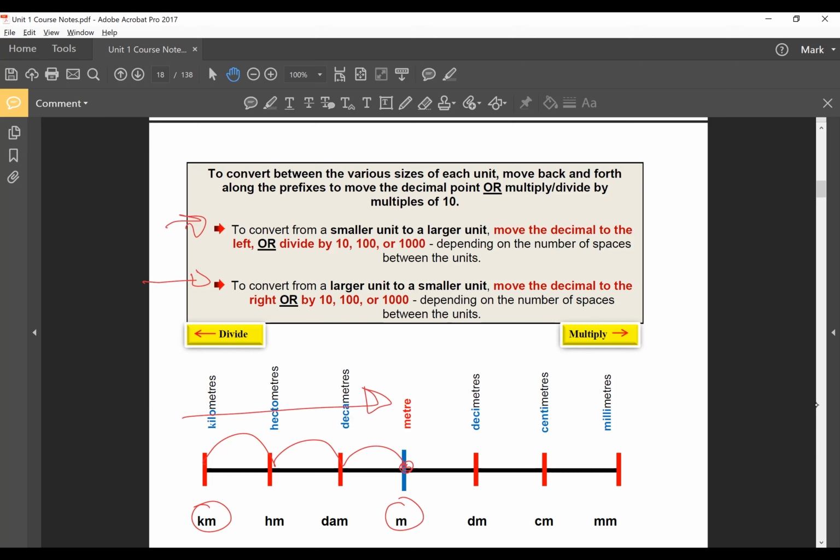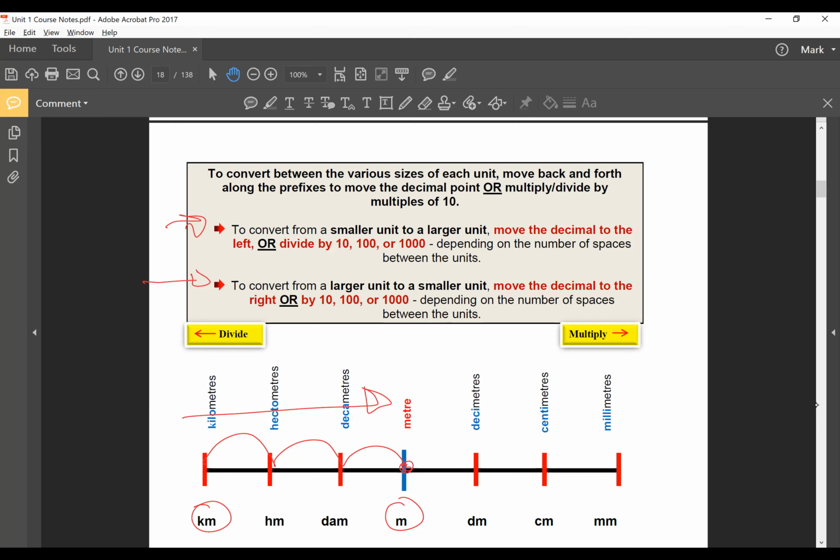In this situation, you would multiply. So converting from kilometers to meters, we would actually make the number bigger, right? In 1 kilometer, there's 1,000 meters. In 2 kilometers, there's 2,000 meters. So even though we're going to a smaller unit, the number itself will get bigger. And I hope that makes sense.